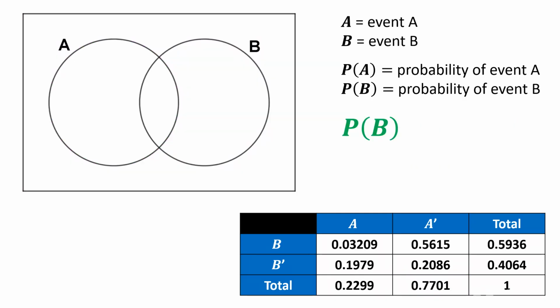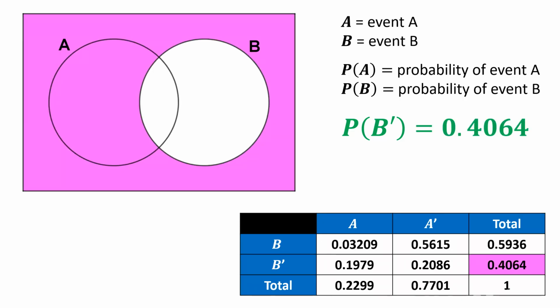All right, so P of B is the probability of event B, so that's everything inside circle B. And on our two-way table, we can read it as 0.5936. And P of B dash is everything that's not B, everything that's outside of circle B, which is 0.4064. And remember, B dash, the proper way of saying it is B complement or B not occurring.